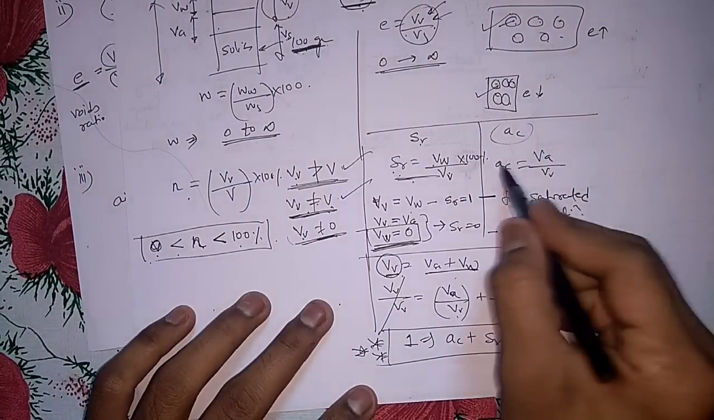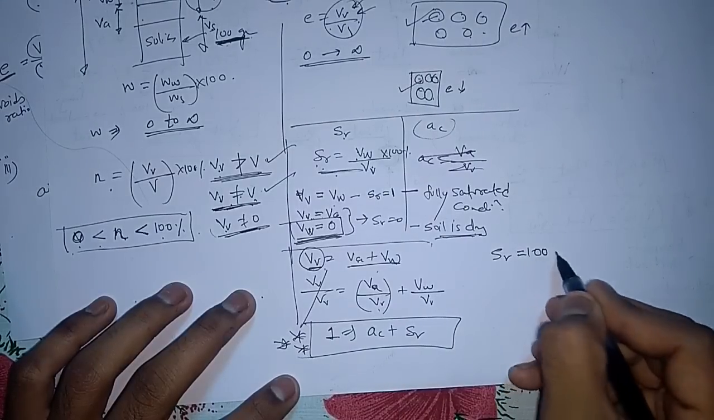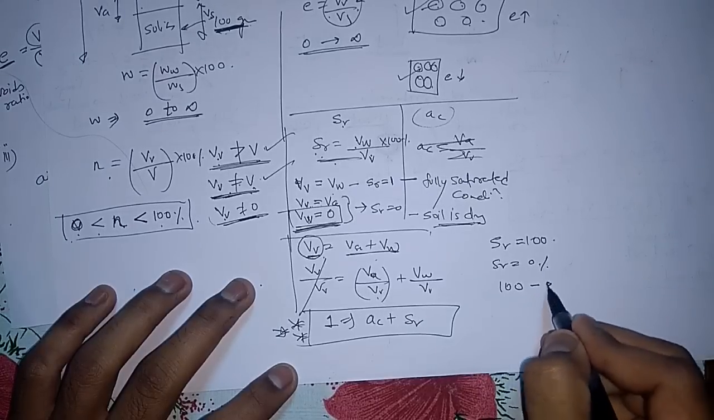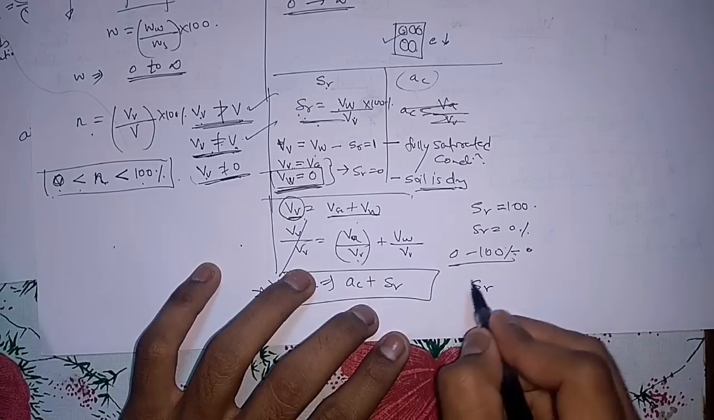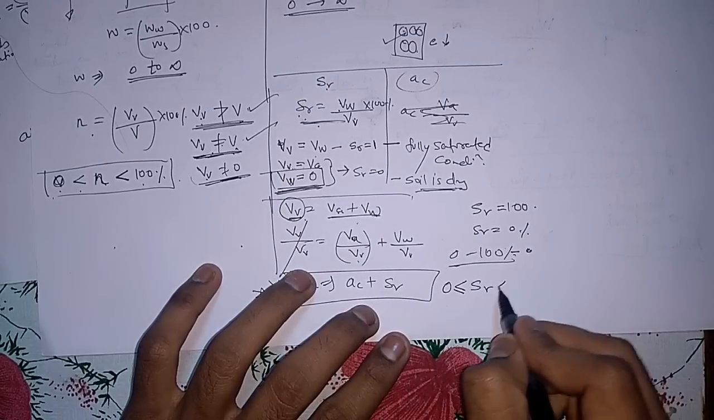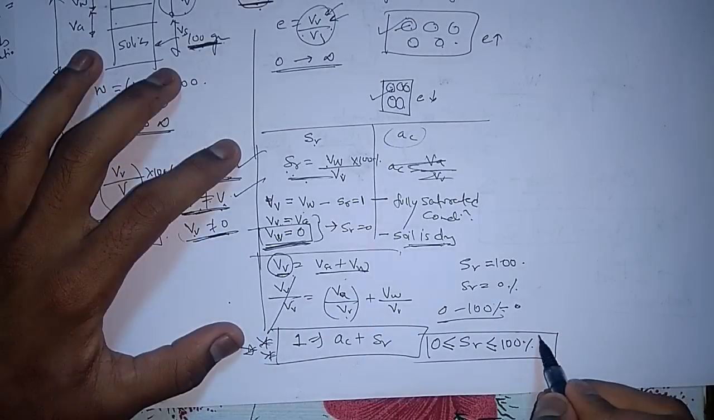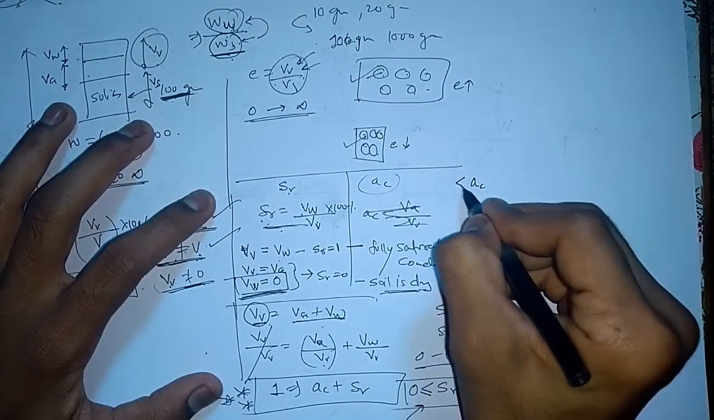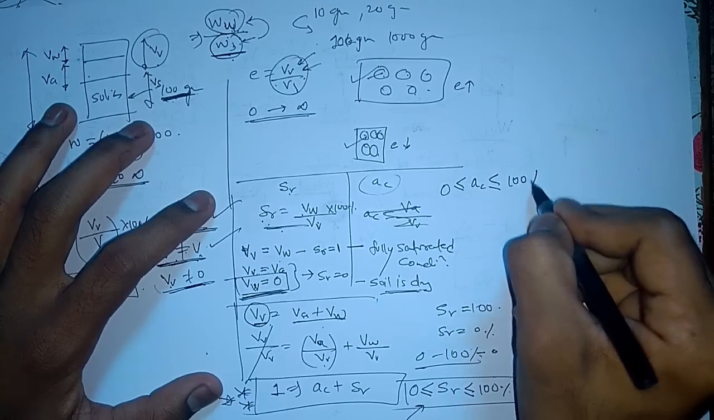For these situations I can simply write that degree of saturation may be equal to 100%, it may be equal to 0%, and it may lie between 0 and 100%. Thereby I can write degree of saturation is greater than or equal to 0 but less than or equal to 100%. There is an upper limit. The same condition is valid for air content also, because air content means only air replaces water.